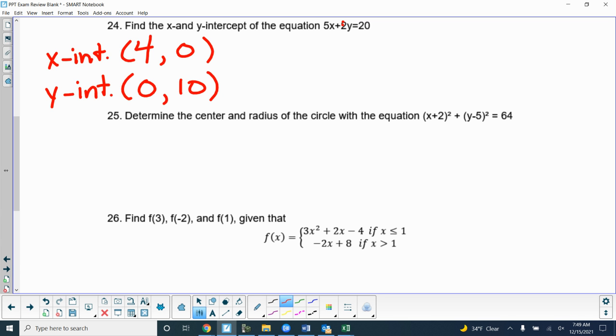Okay? You just cover it up with your pencil or whatever, your finger, and just do it real quick in your head.